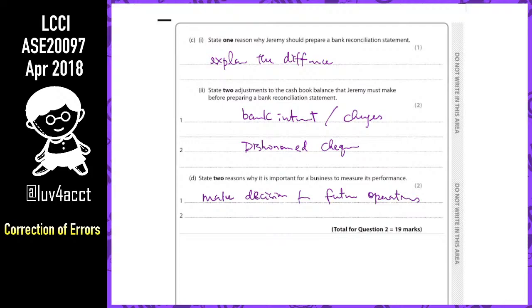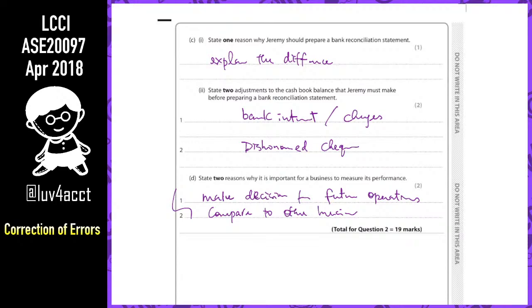And then to compare to other businesses, or compare to the previous years. I will exchange these two, because through comparison we have a conclusion, and then we make decision. Usually it is like that.